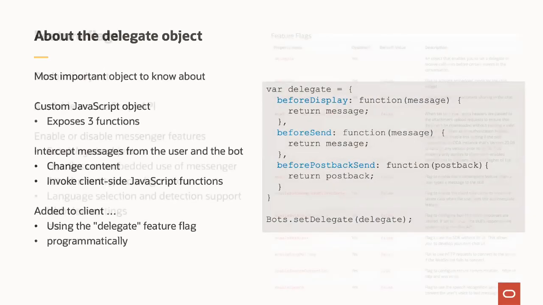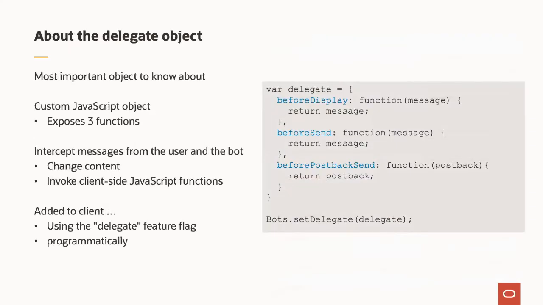The one thing I mentioned a couple of times is the delegate object. The delegate object is an object with functions. There are three events that you can listen for. One is before a message gets displayed. The bot sends a message for display, and before it displays the message, you have the chance to interrupt. You can check for channel custom properties, and if you find something where the digital assistant hints you to do something, you can do that in your JavaScript. Or if you want to apply something to the message or add something to it, you can do that as well. In the end, you return the message object, and whatever you return will be displayed.